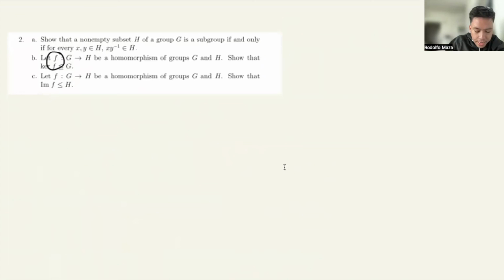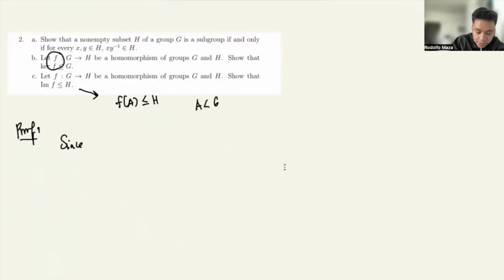Okay, for letter C, let F be a mapping from G to H be a homomorphism of groups G and H. So we will show that the image of F is a subgroup of H. So paano natin yan gagawin? How do we establish the proof? Since ganito na lang, let's reconstruct this muna. So pwede natin gawin yung F of A, subgroup ni H. So bale si A natin is a subgroup of G.